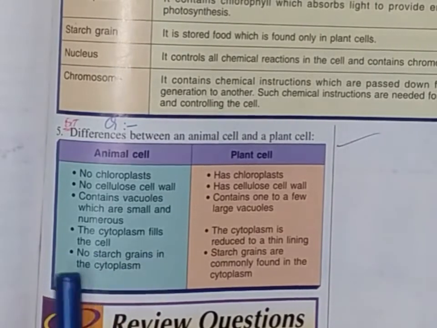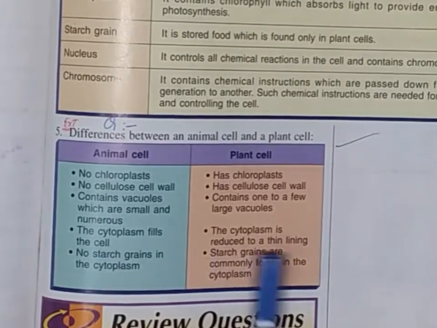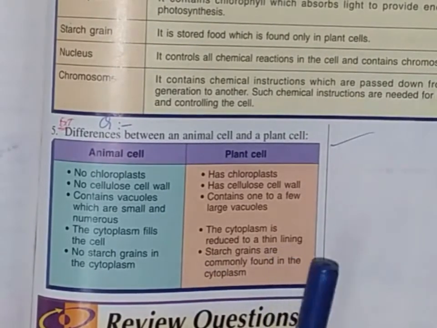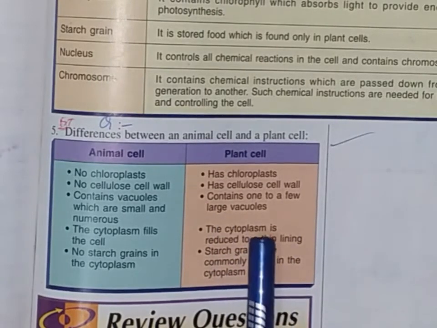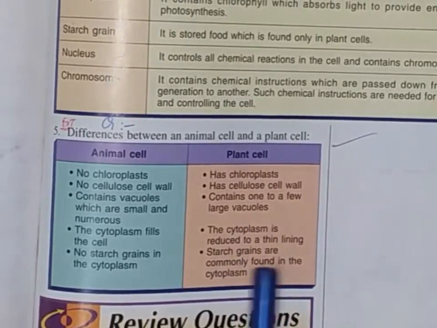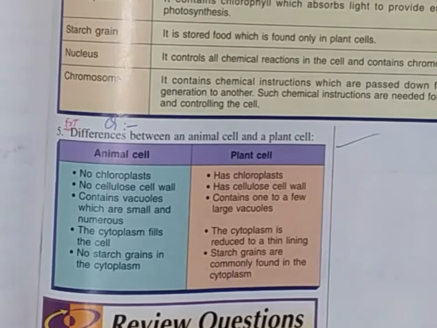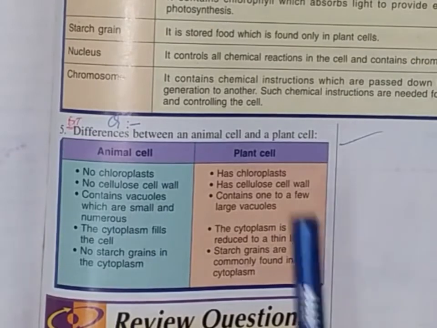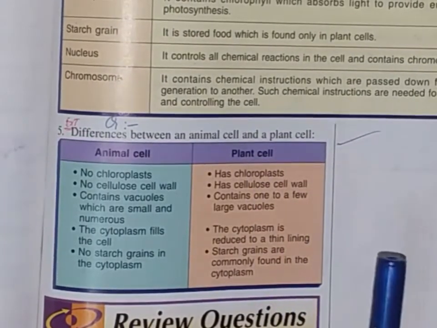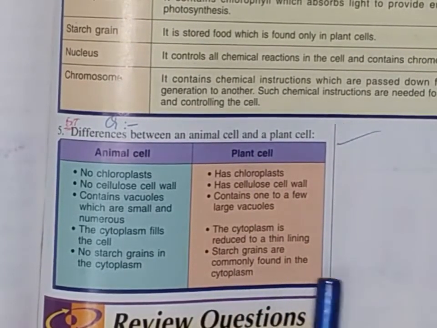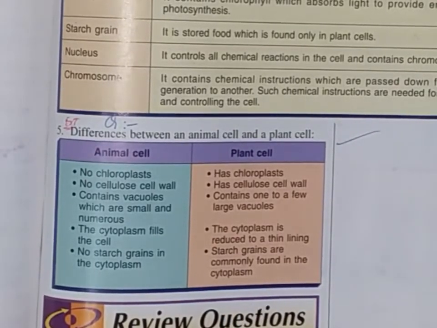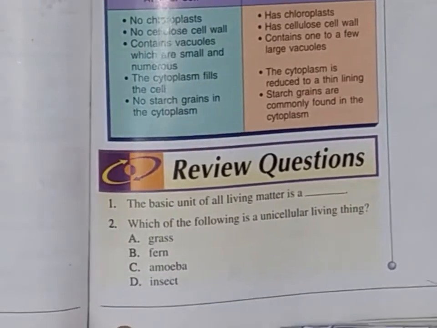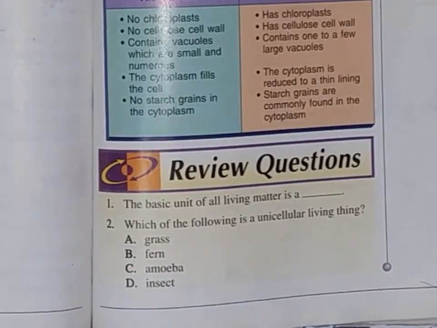Next, in animal cell the cytoplasm fills the cell. Next, in plant cell the cytoplasm is reduced to a thin lining, because the vacuole covers all the cell, so cytoplasm is reduced to a thin lining along the cells. Next, no starch grain in animal cell, but in plant cells, starch grains are present, commonly found in the cytoplasm. Students, write both these questions.